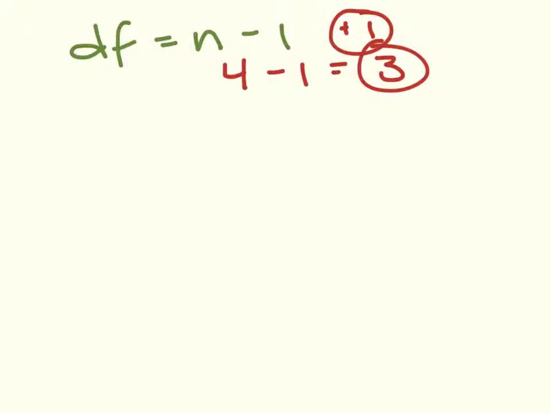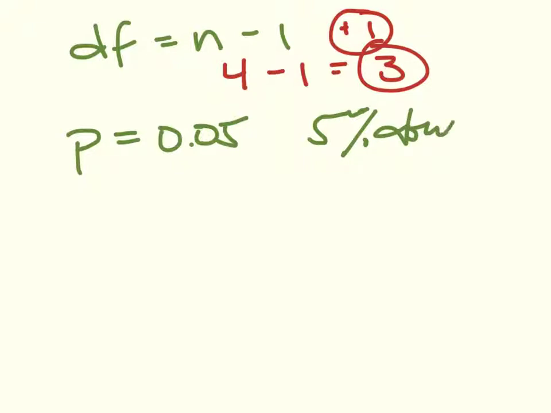And we know that our threshold value is a p-value of 0.05, which means 5% doubt or 95% confidence. All right, we need to be 95% confident that these numbers are different. And if we don't have 95% confidence that these numbers are different, then we must accept our null hypothesis, or rather, we fail to reject our null hypothesis.